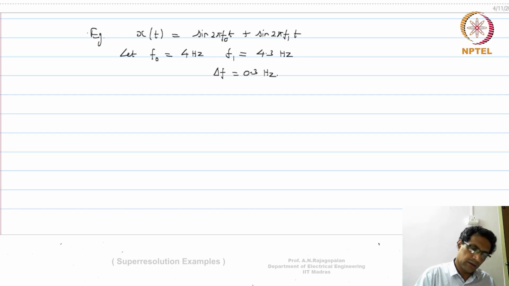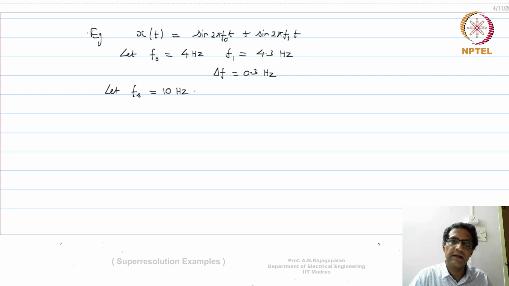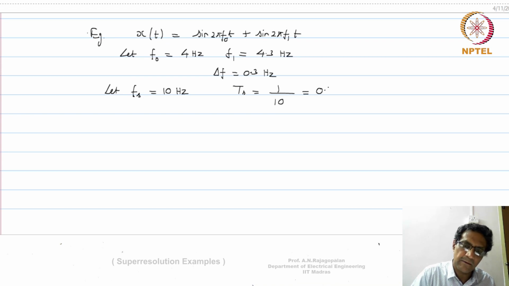Now, our sampling rate, in order to avoid aliasing in xn, let fs be equal to 10 hertz. This is clearly greater than twice the maximum frequency, which is 4.3. So 2 times 4.3 is 8.6. Therefore, we have safely taken fs to be 10 hertz. Therefore, our sampling interval is 1 by 10, which is equal to 0.1 second. This is our sampling interval.